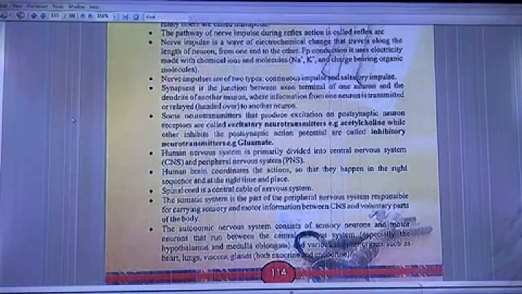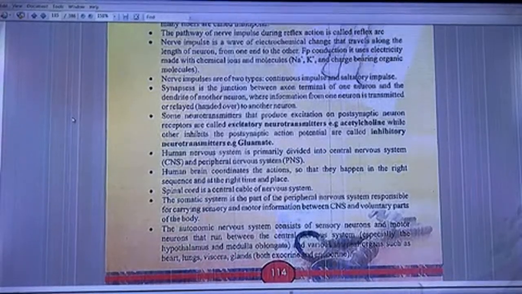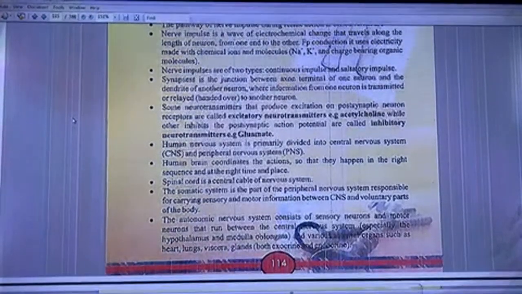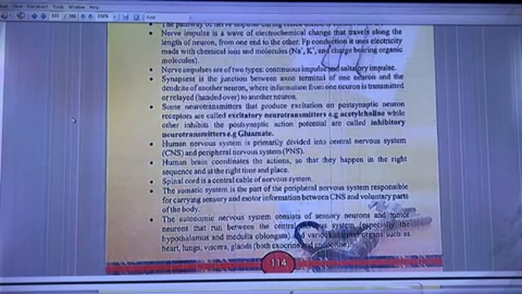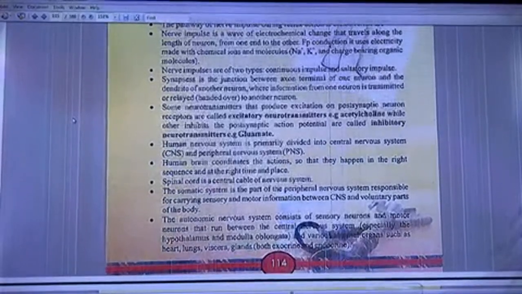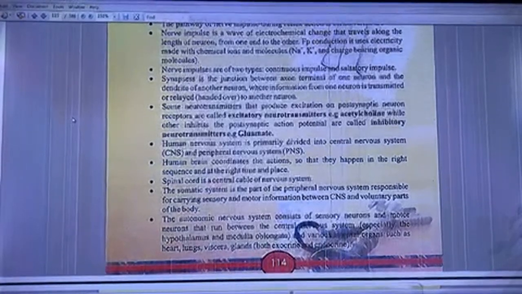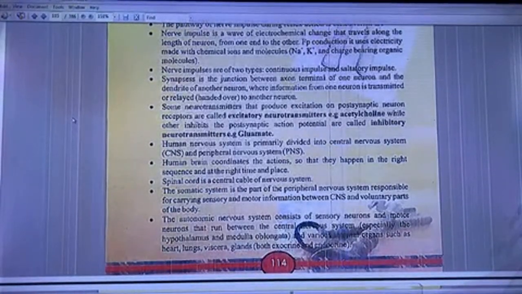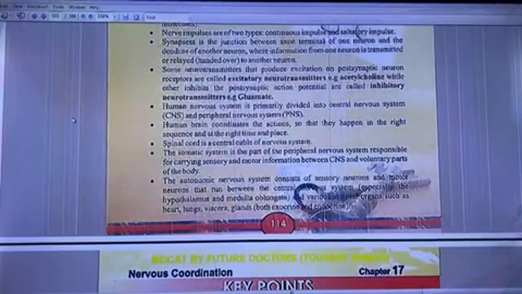The pathway of nerve impulse during reflex action is called reflex arc. A nerve impulse is a wave of electrochemical change that travels along the length of a neuron from one end to the other. Conduction uses electricity made with chemical ions and molecules: sodium, potassium, and charge-bearing organic molecules. Nerve impulses are of two types: continuous impulse and saltatory impulse.